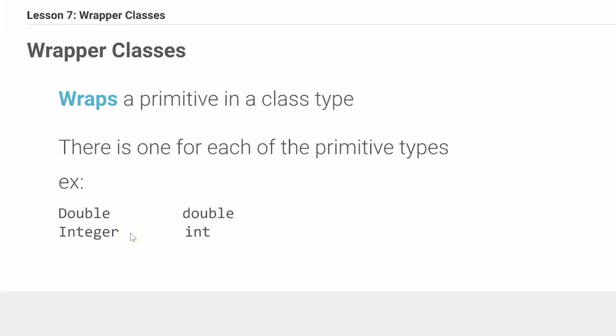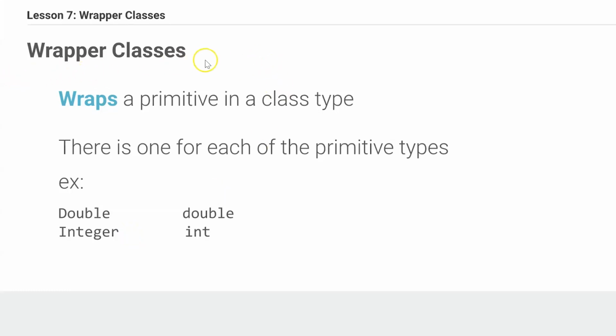So wrapper classes are essentially classes that are written in Java so that you can store a primitive value and wrap it inside of a class. And today you're going to see a little bit of the details of how you use those classes. Today we will be learning about wrapper classes.